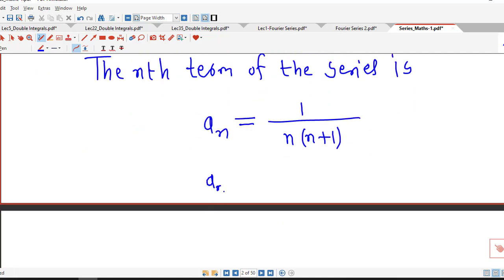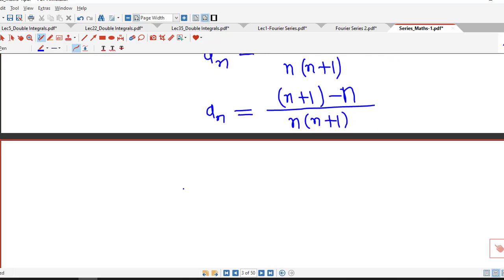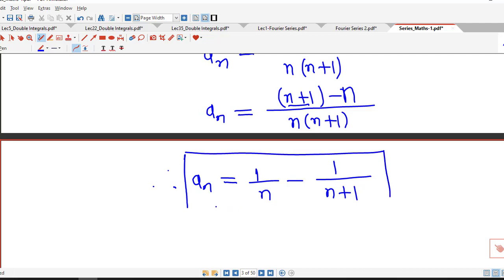We can rewrite this nth term by replacing this 1 by (n+1) minus n, over n(n+1). Therefore the nth term is rewritten by dividing: (n+1) divided by n(n+1), so n+1 will cancel out, and n divided by n(n+1), so n will cancel out. So this is the nth term of the given series rewritten in another form, for n belonging to the natural numbers.